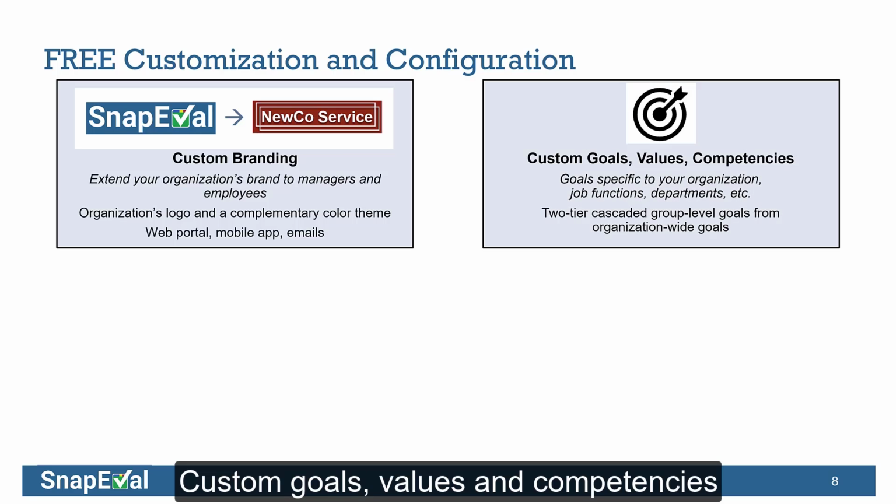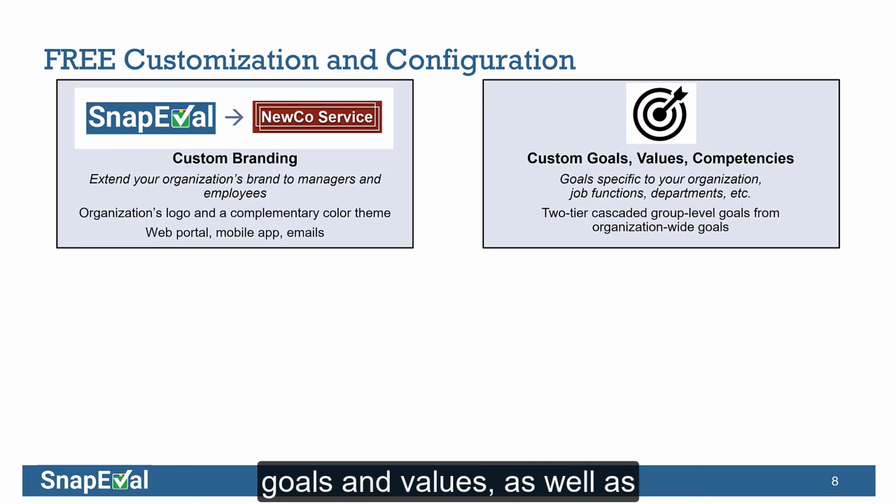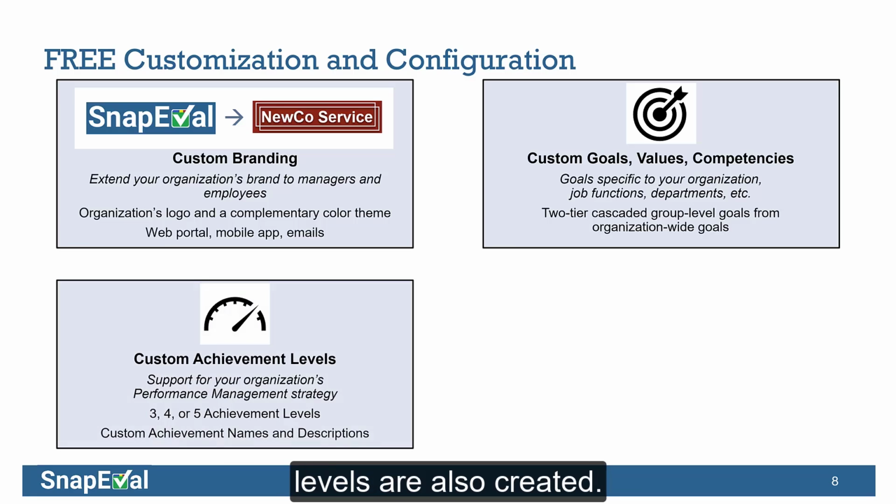Custom goals, values, and competencies are implemented for the organization. This includes both organization-wide goals and values, as well as job competencies, department goals, and even individual goals. Custom achievement levels are also created.